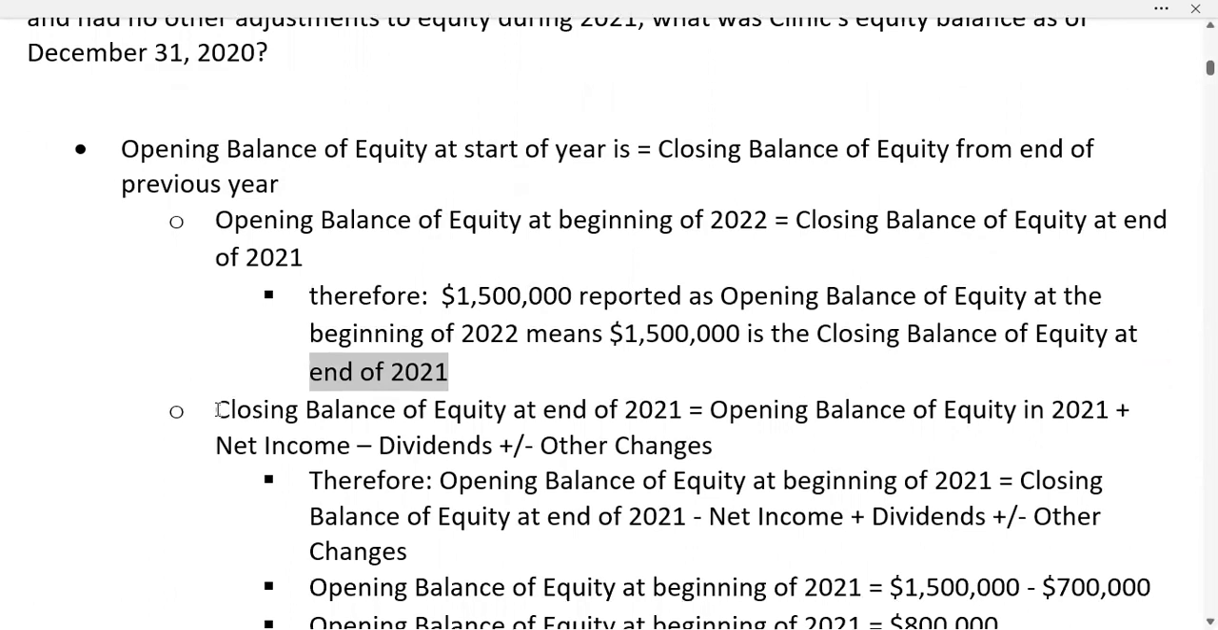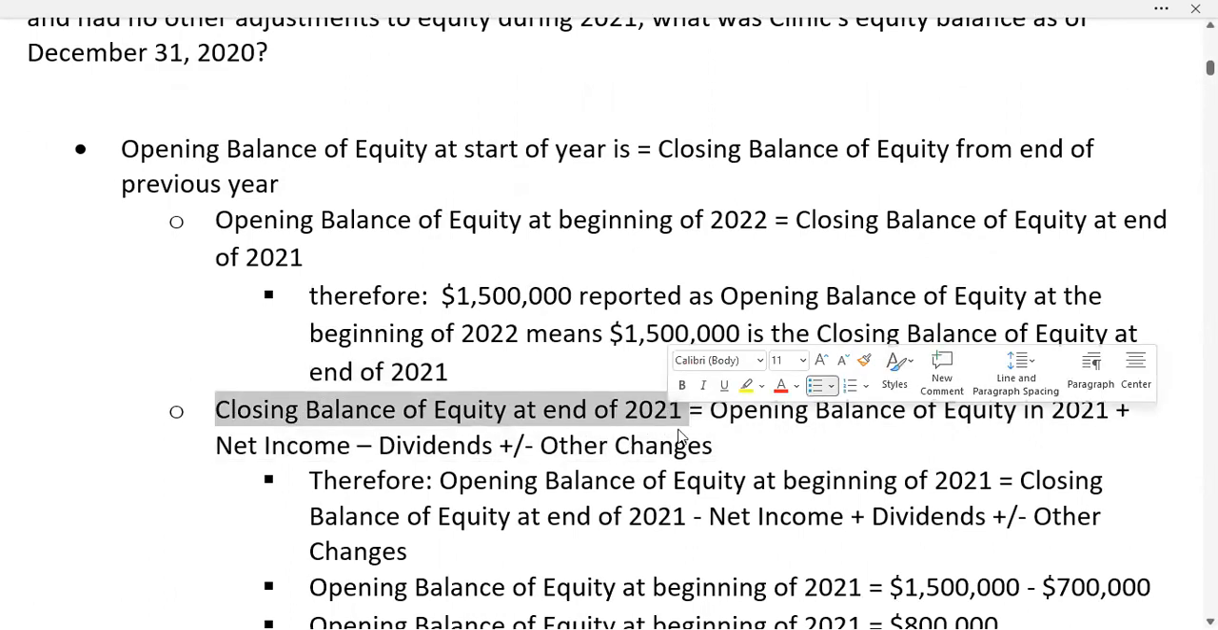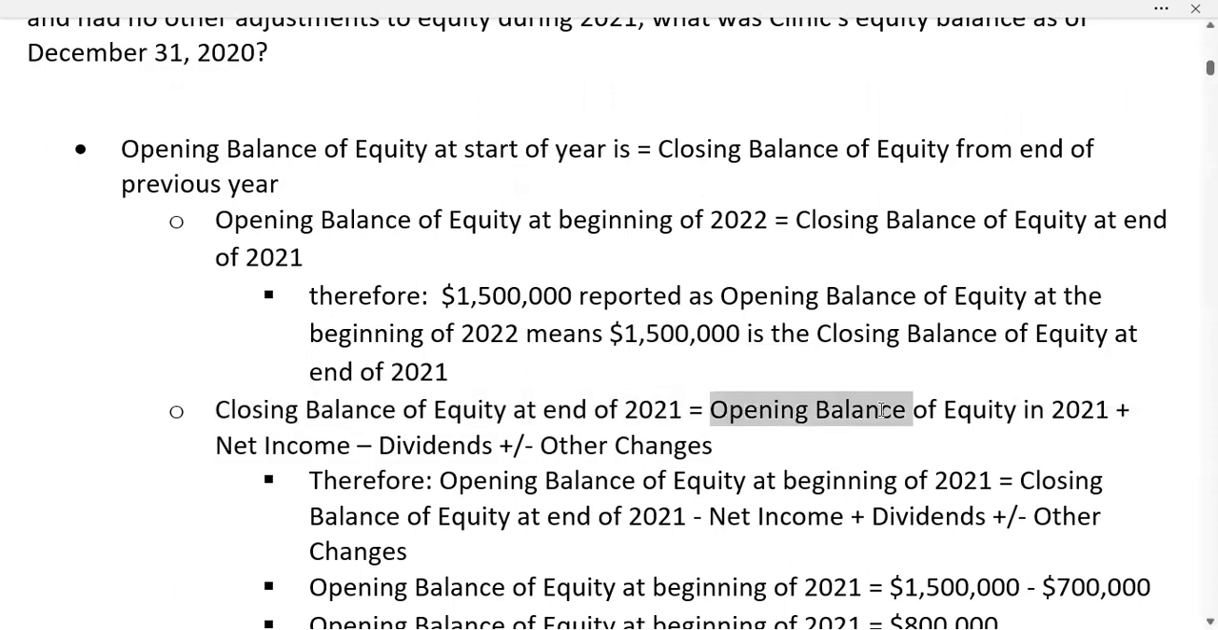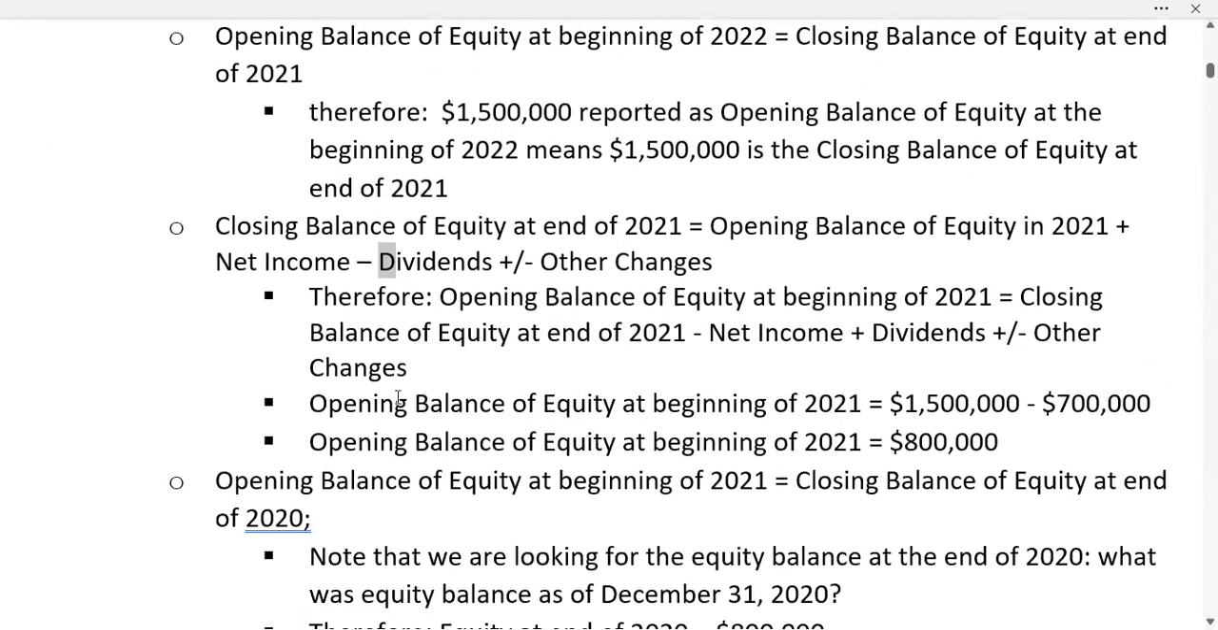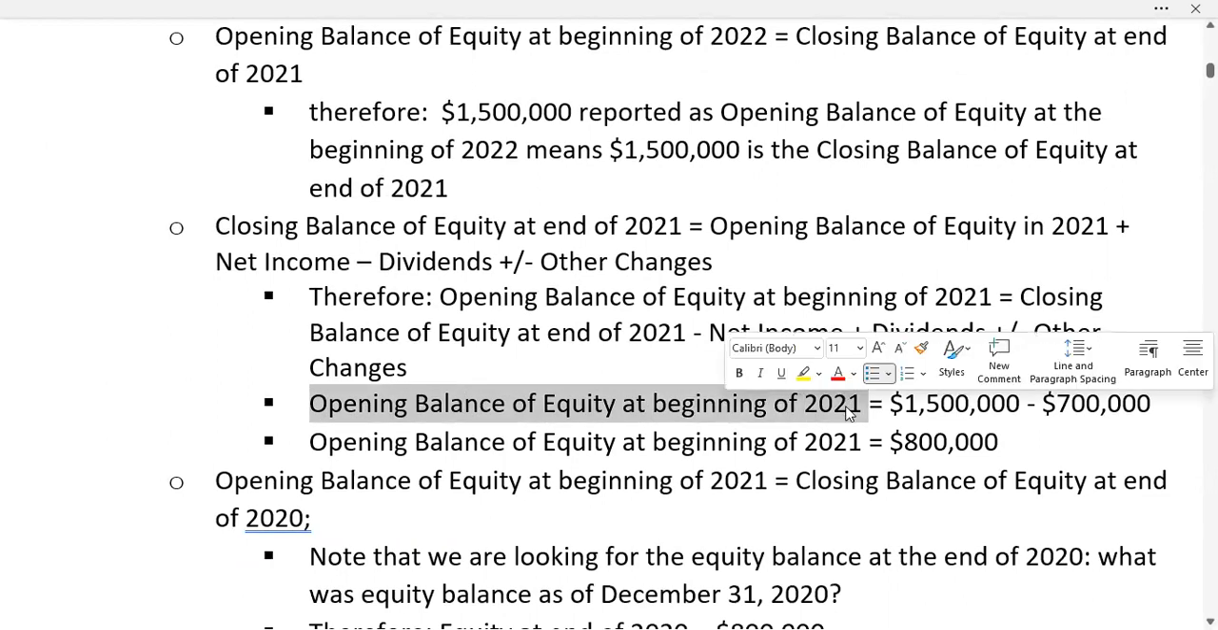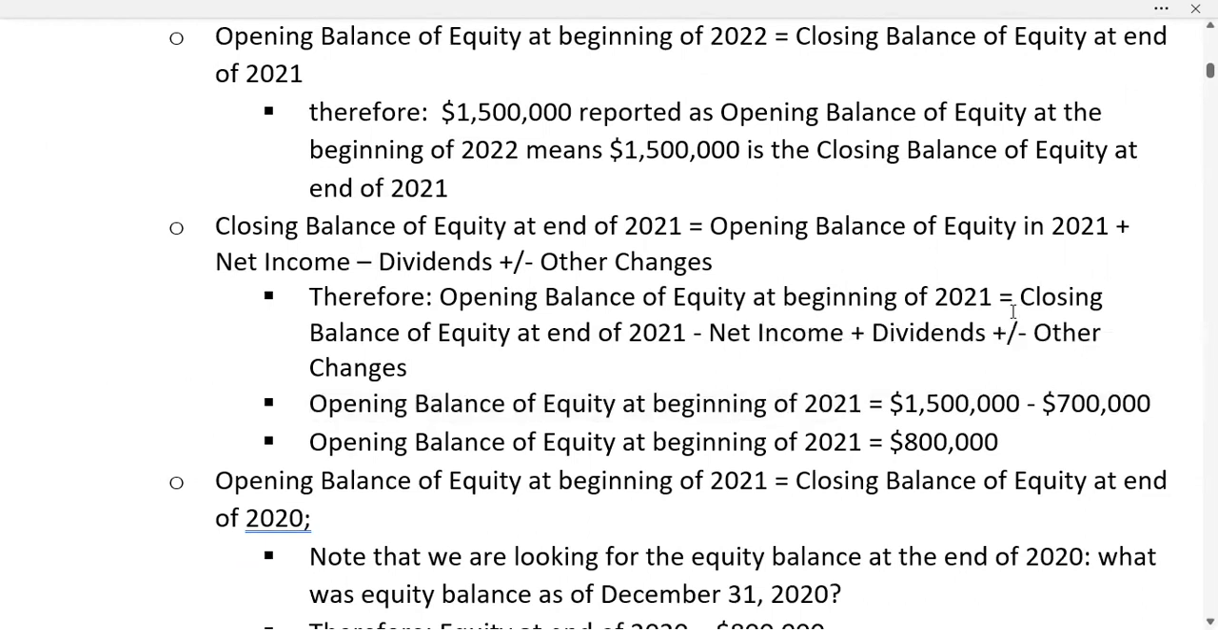So to do that, we look at the closing balance of the equity at the end of 2021, which is $1.5 million, equals the opening balance plus the net income minus the dividends plus all other changes. Right? So to calculate just for the opening balance, because we need to know this figure, we will just need to subtract from the closing balance the net income plus the dividends plus all other changes.